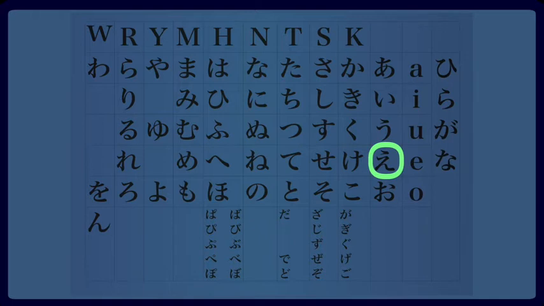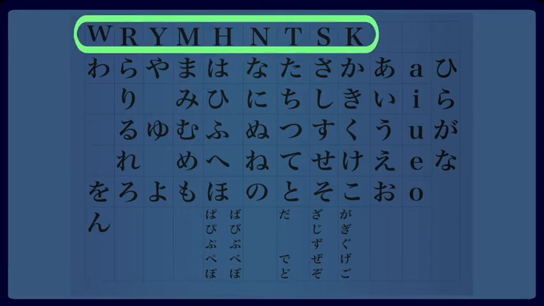And the last sound on the hiragana chart for the vowels is O, as in pot. So we can remember those vowel sounds as A, as in arm, I, as in pit, U, as in put, E, as in pet, and O, as in pot.